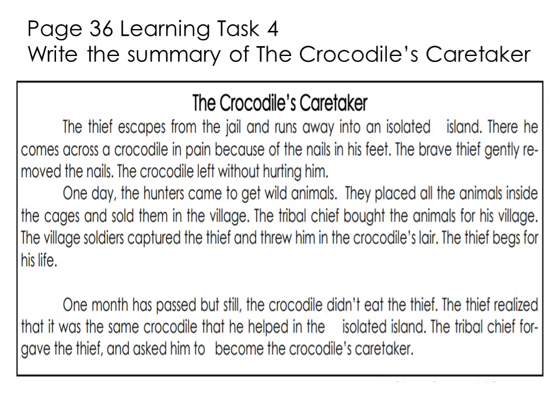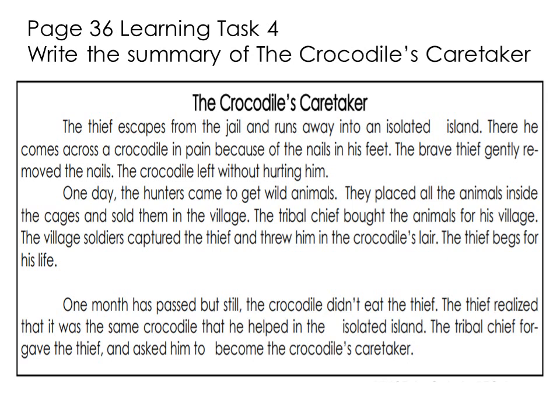The crocodile's caretaker. The thief escapes from the jail and runs away into an isolated island. There he comes across a crocodile in pain because of the nails in his feet. The brave thief gently removed the nails. The crocodile left without hurting him. Then one day, the hunters came to get wild animals. They placed all the animals inside the cages and sold them in the village. The tribal chief bought the animals for his village.